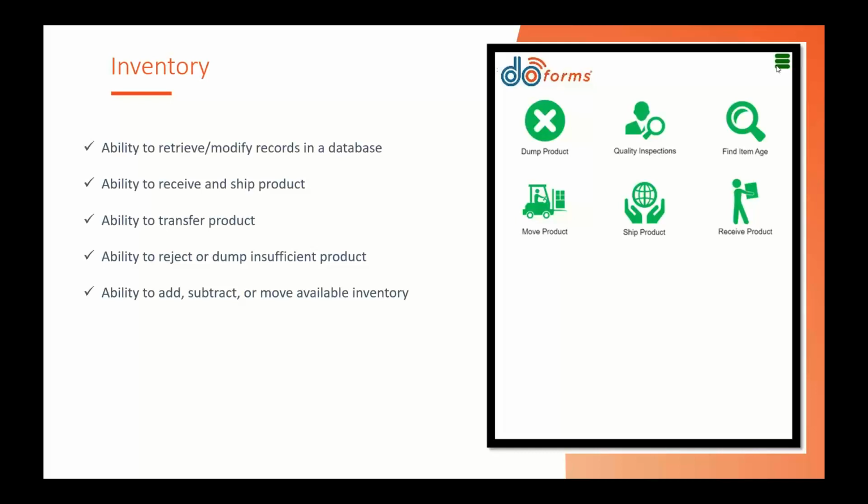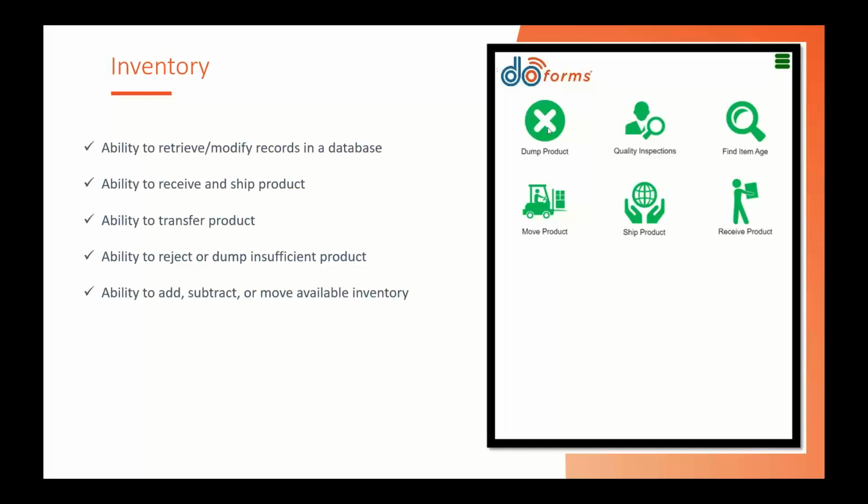So what you see on the screen here is basically a sample application that we built for one of our customers, where they have a bunch of different application screens that allow them to do different things. For example, receiving product, which adds it to their inventory, shipping product, which subtracts it from their inventory, but also keeps a running log of everything that was shipped and who it was shipped to. A move product capability, which allows them to take it from one shelf and move it to another shelf, or from one warehouse and move it to another warehouse.